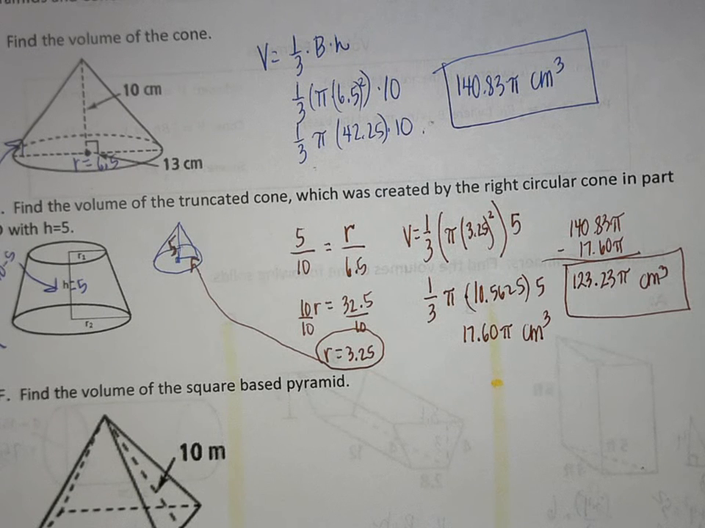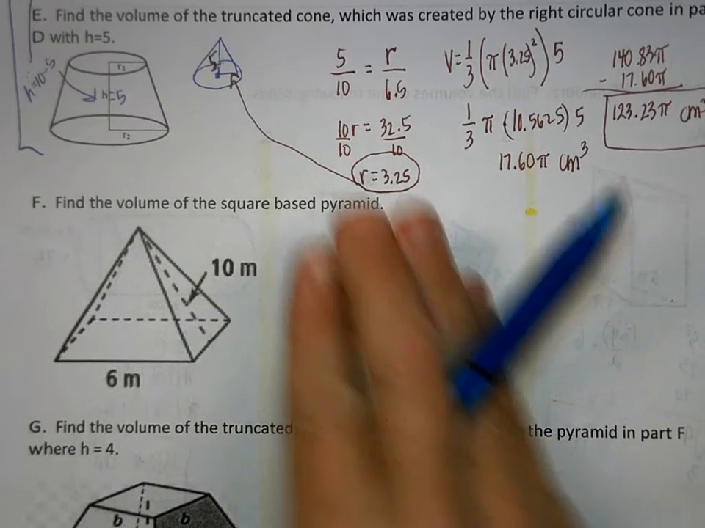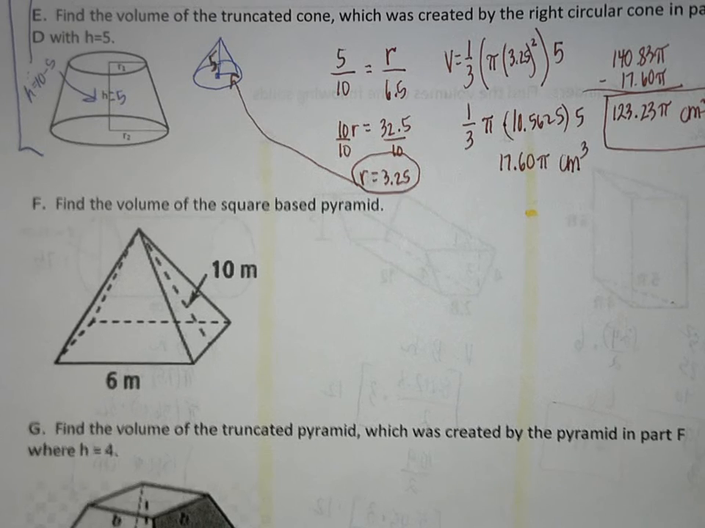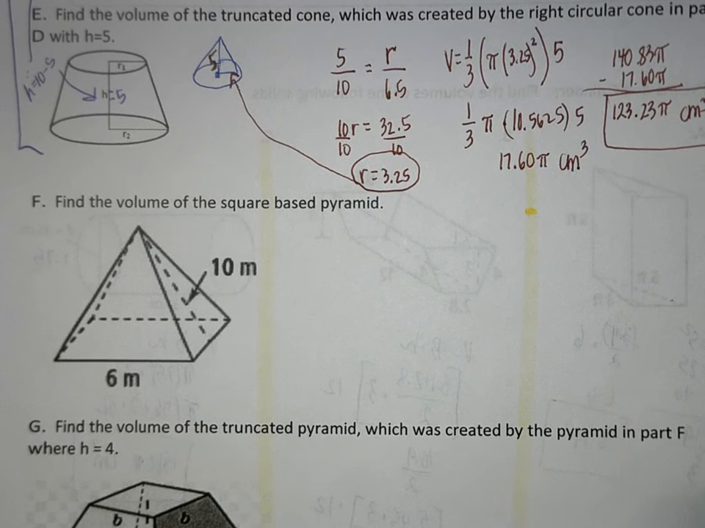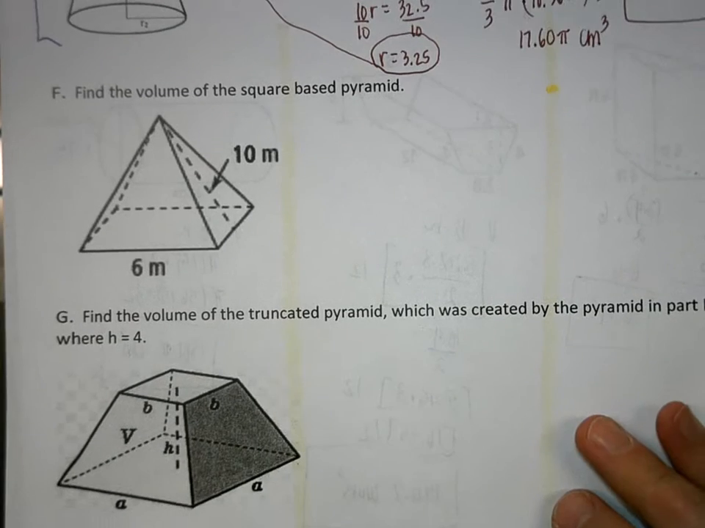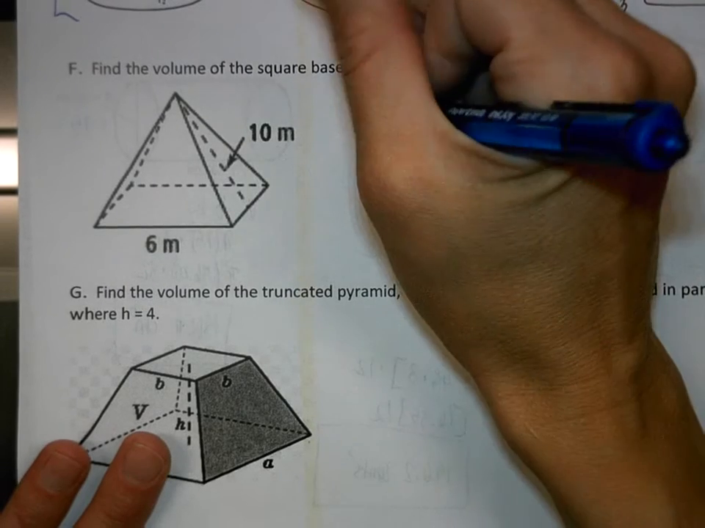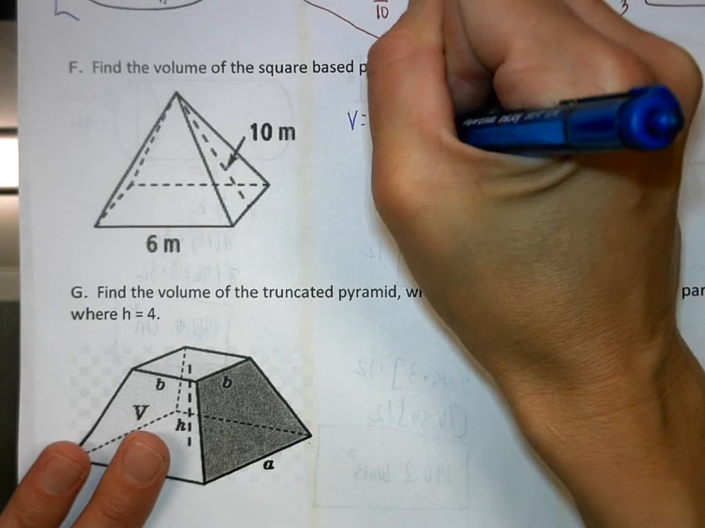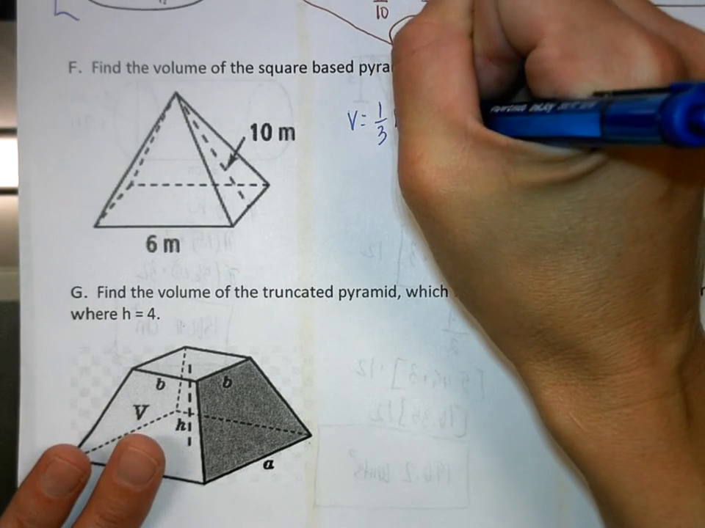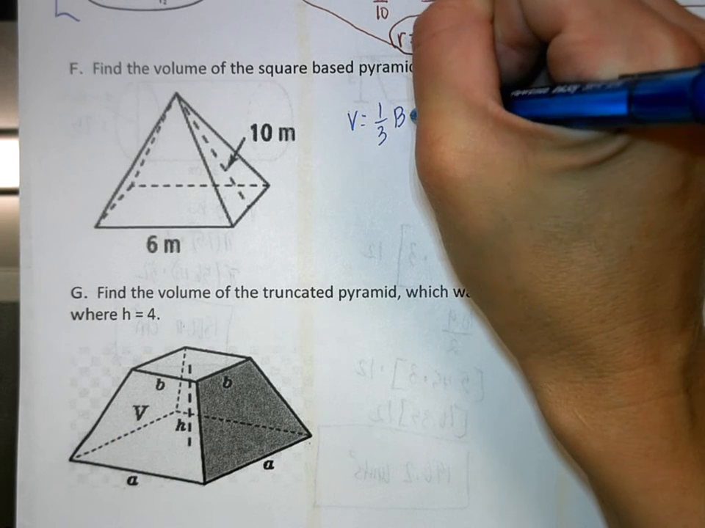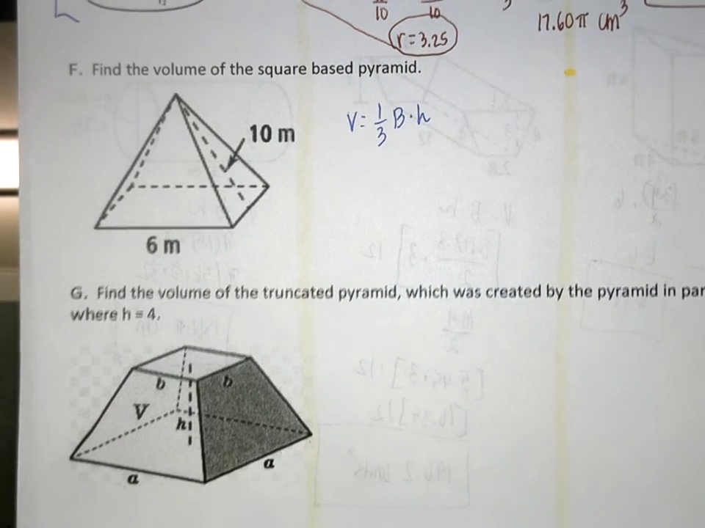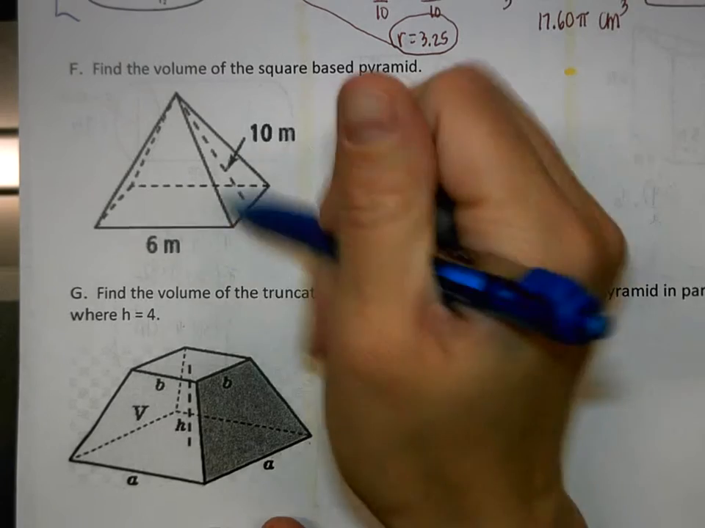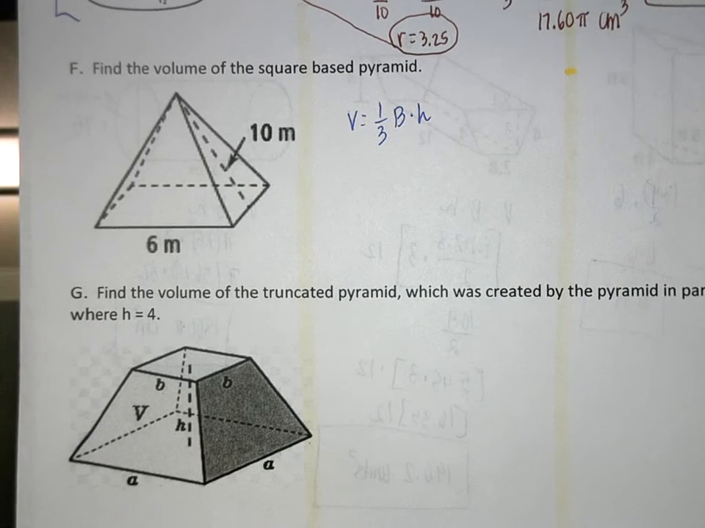Okay, so now we're going to do the same thing, but we're going to do this next one with a pyramid. So we always start by finding the volume of the original pyramid or original shape that you have. So the formula for the volume of a pyramid is 1/3 base area times height. Very good. What would be my base area on this? 6 times 6. Very good.